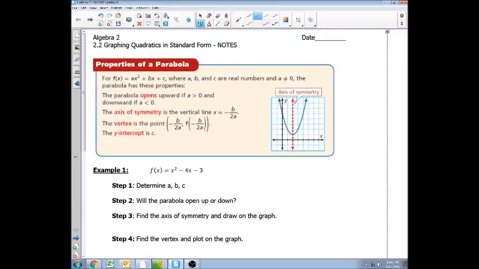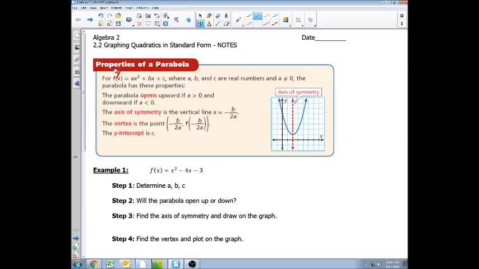This lesson is for my Algebra 2 class. This is 2.2, Graphing Quadratics in Standard Form. The properties of a parabola for f of x. Remember, f of x just really means y. A times x squared plus bx plus c, where a, b, and c are real numbers, just means they can be any number on the number line, and a is not equal to 0, the parabola has these properties.